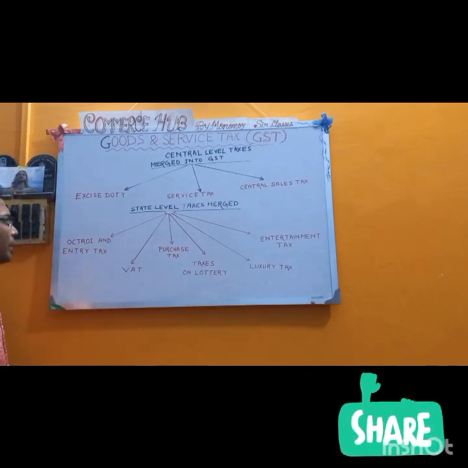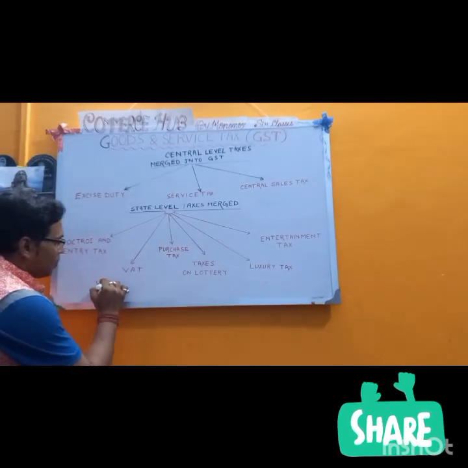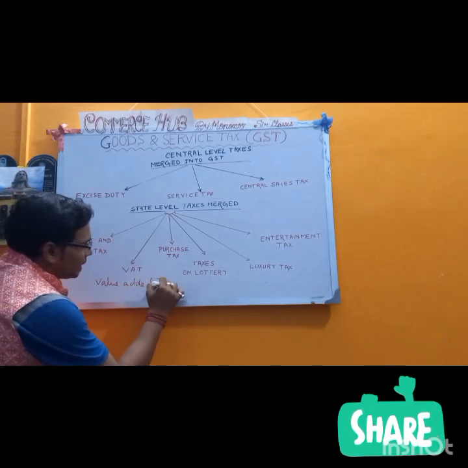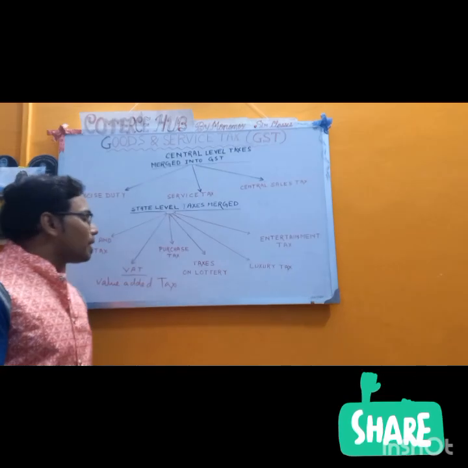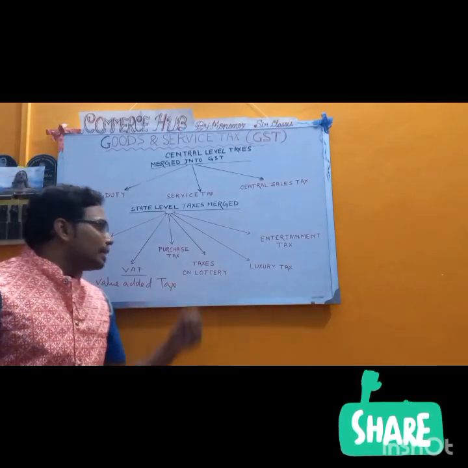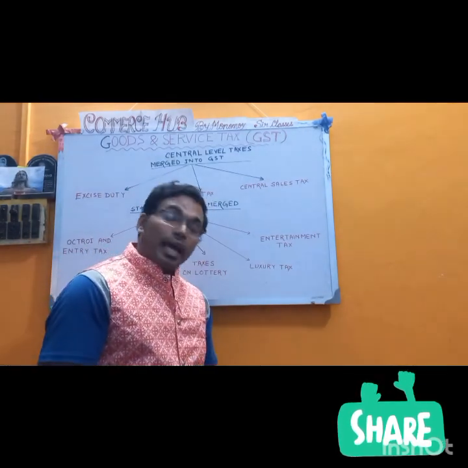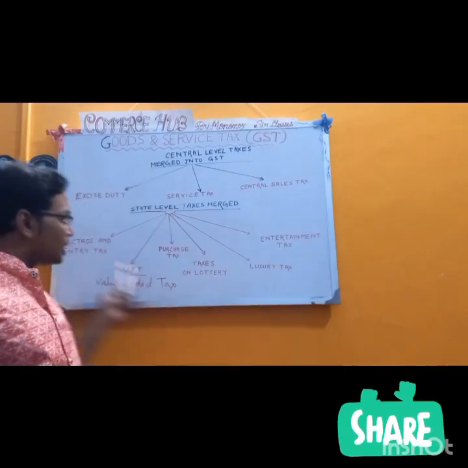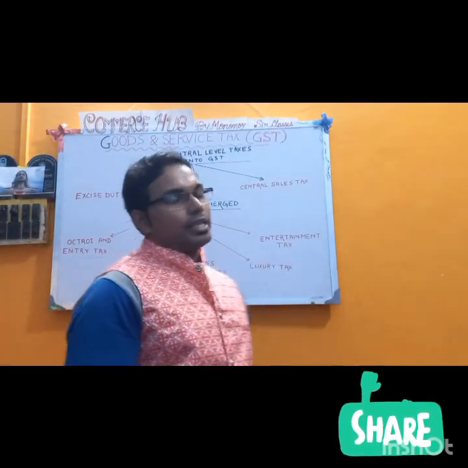That is, number 1, octroi and entry tax. Number 2, value added tax, in short called VAT. Third one is purchase tax. Fourth one, taxes on lottery. Fifth one, luxury tax. And the last one is entertainment tax. So these 6 taxes are merged with the state level of GST.